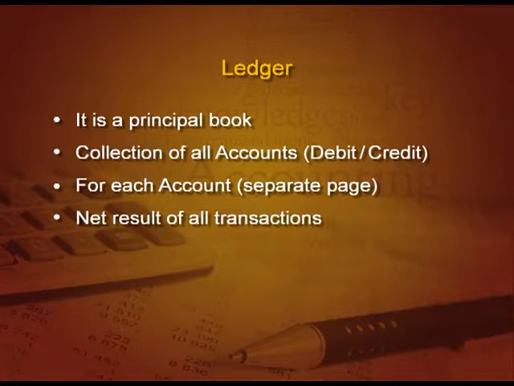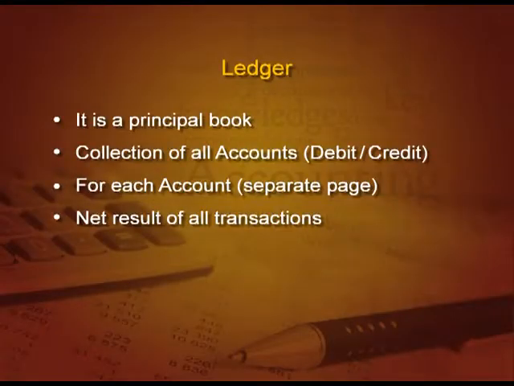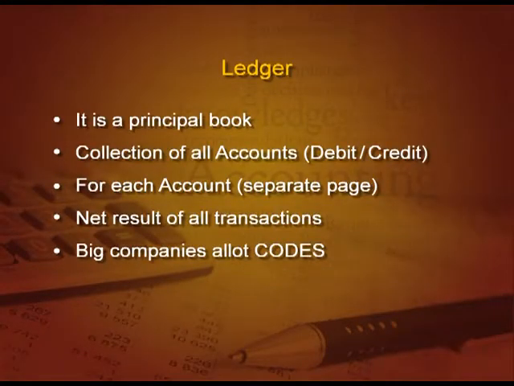This account will show the net result of all the transactions. Suppose we have got 10 transactions for Ram. All these transactions, whether debit or credit, will give the net result of Ram account on one page. Now, big companies allot codes instead of a particular page.